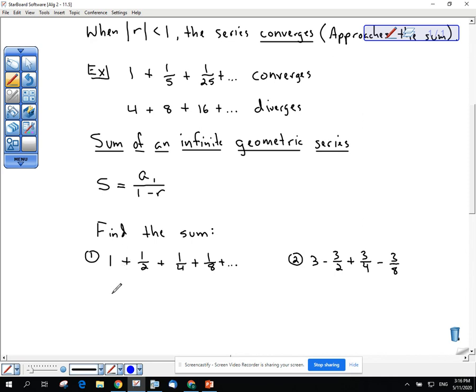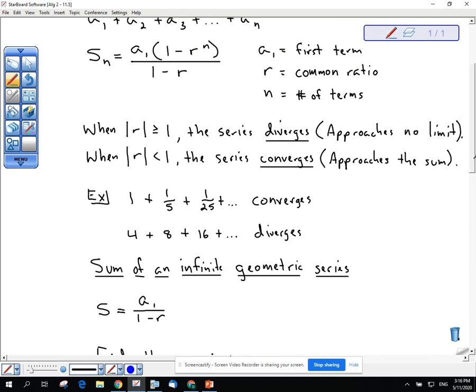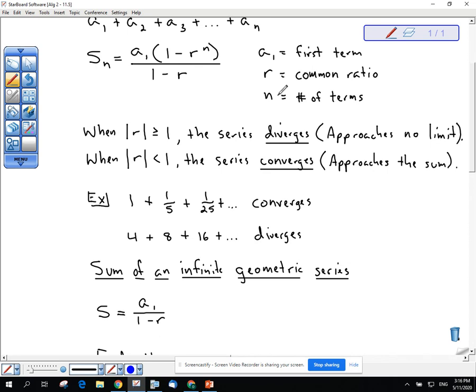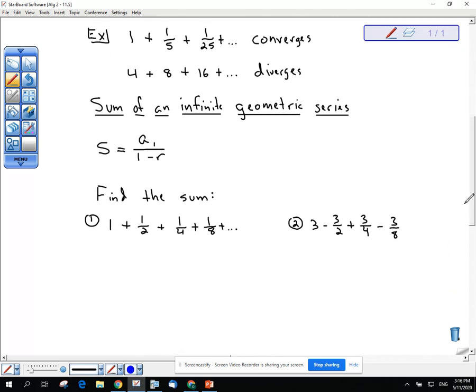The formula would be, notice it's simpler. Notice it's really just a simpler form of this formula up here, and it is. It's just a simplified form. This is what happens when you plug infinity into this formula. And it would be simply a sub 1, which is the first term, over 1 minus r, which is 1/2, right? To get from 1 to a half is multiply by a half. Multiply by a half, multiply by a half, the next one would be 1/16.